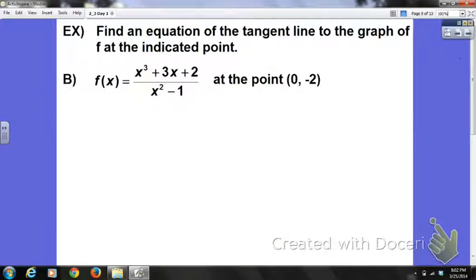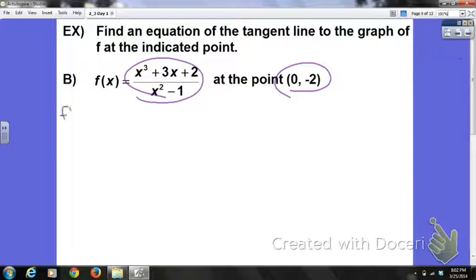Our next example asks us to find an equation of the tangent line to the graph of f at the indicated point, and we have the function f of x is equal to x cubed plus 3x plus 2 over x squared minus 1, and our point is (0, negative 2). In order to find the equation of the tangent line, I need to find the slope of the tangent line when x is equal to 0. In order to find the slope of a tangent line, I need to find the derivative. In order to find this derivative, we need to apply the quotient rule.